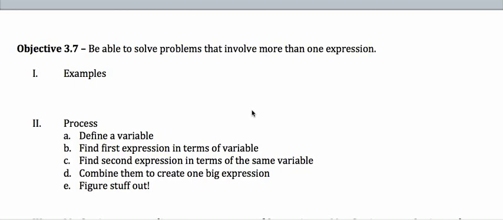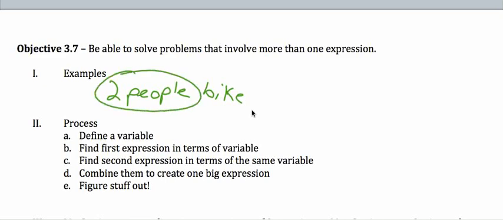Examples would be problems where you've got two people riding a bike, and you're trying to figure out maybe the combined distance they went, but one's going one speed, another person's going another speed. Any kind of race between two people. Really, anything with two people doing the same thing, but either starting at different times or going at different speeds, that's going to involve the same type of problem, but it's going to involve more than one expression, okay?